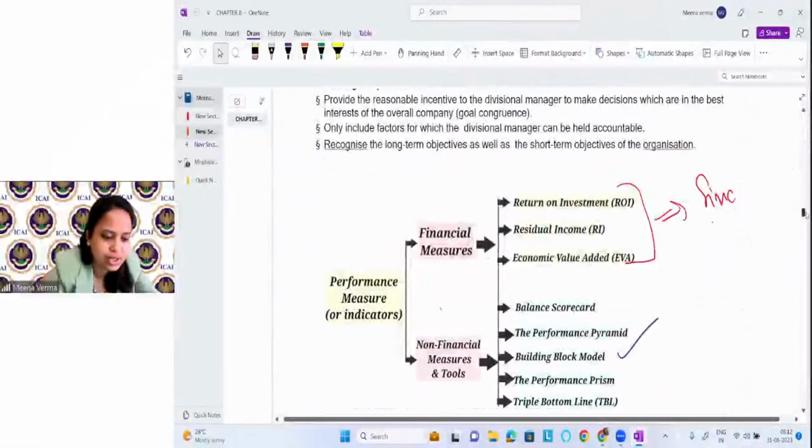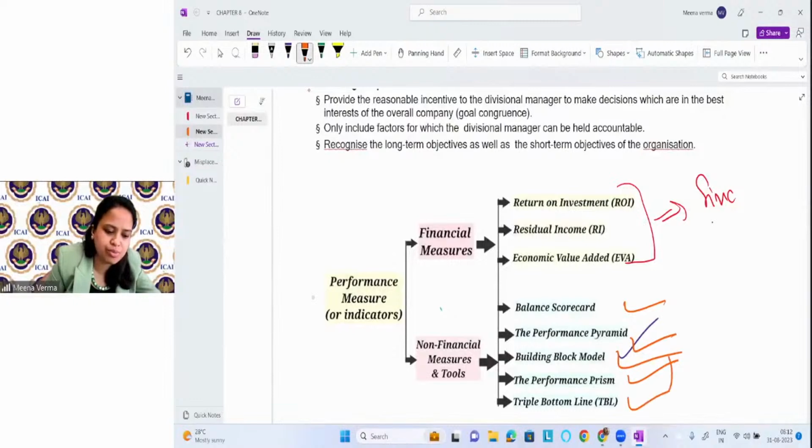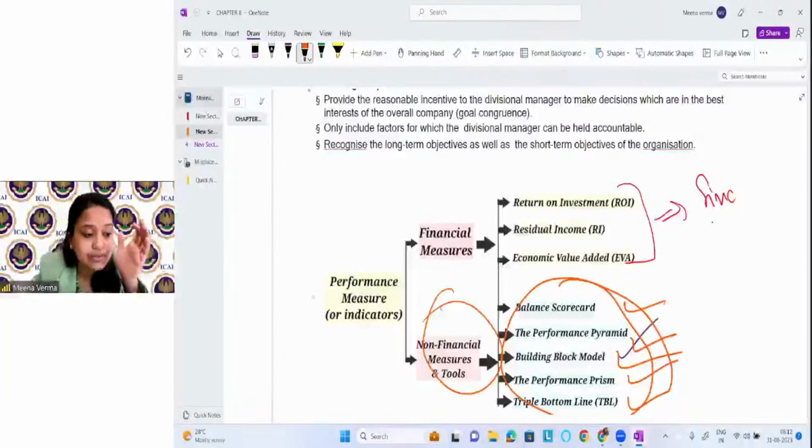Right? You can see we have already covered balanced scorecard. We have covered performance pyramid, building block, performance prism, triple bottom line. We have covered all these points where you can see everywhere your focus was not just financial goal. Money was not the only goal. Money as well as non-financial goal, both was the focus of the company, right?